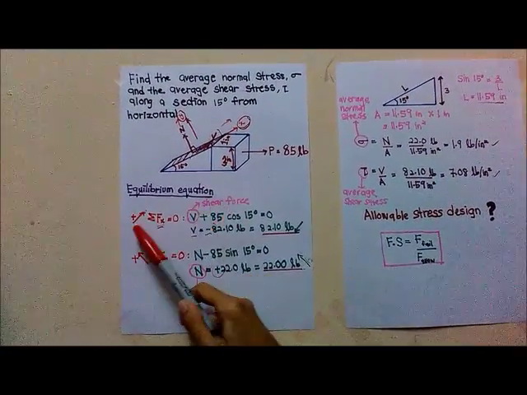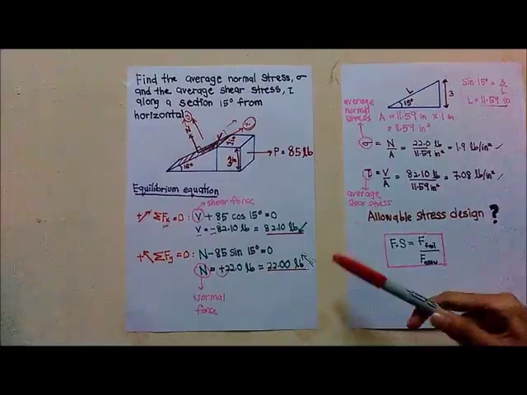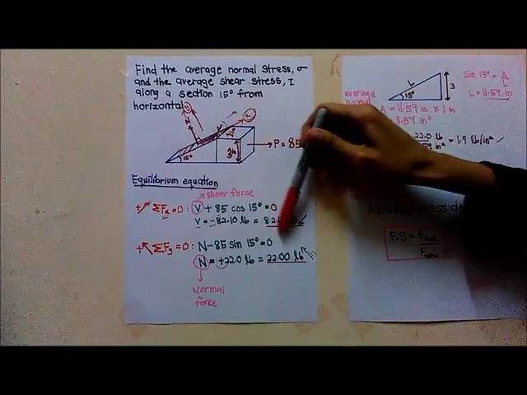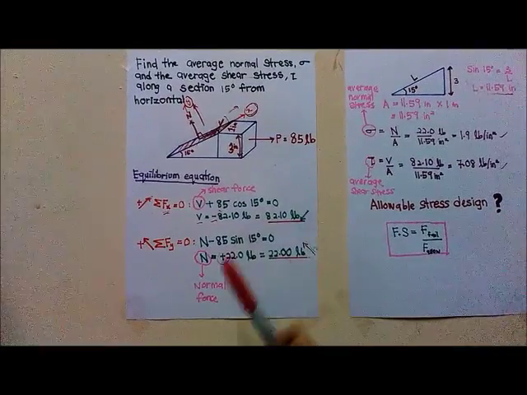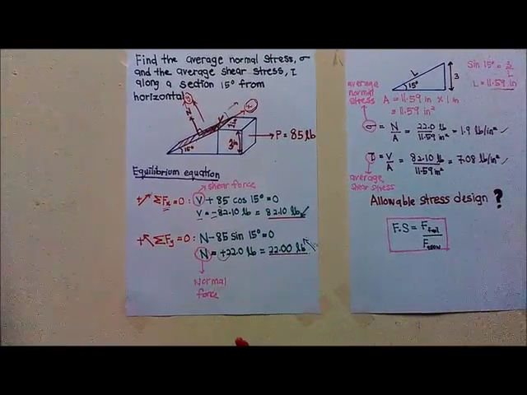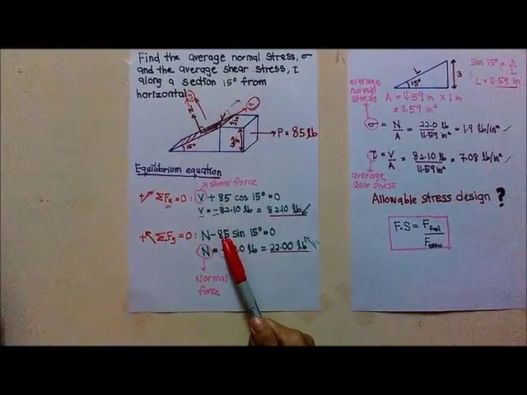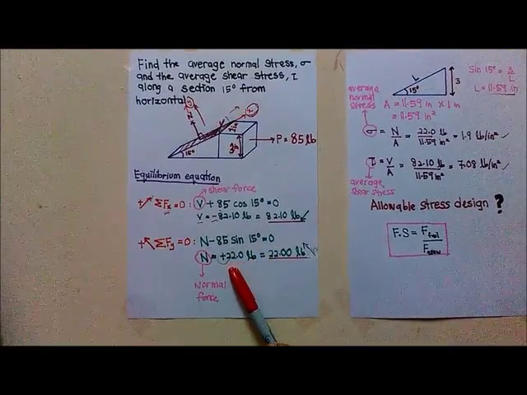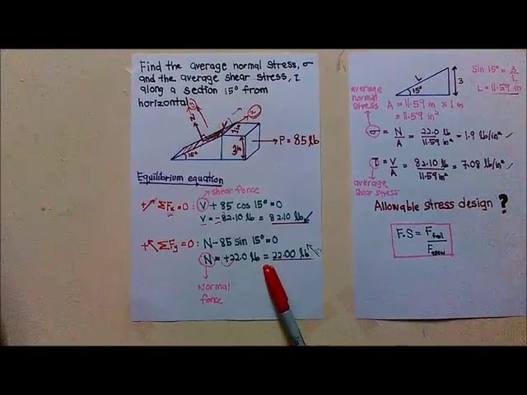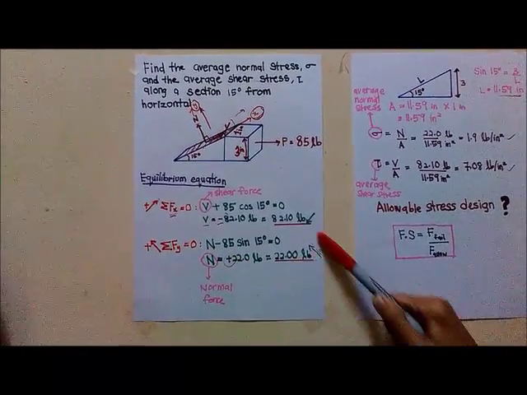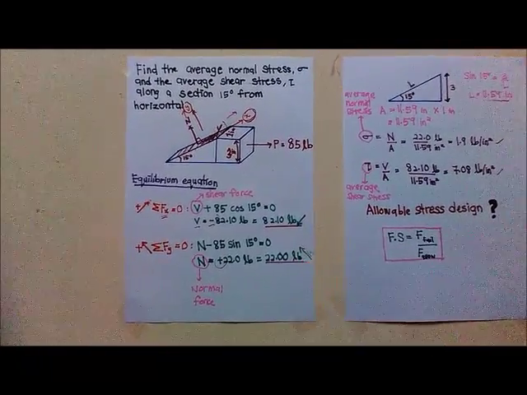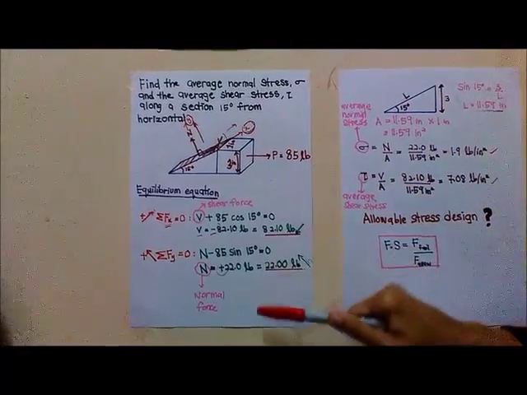This one is negative, so since this one acts upwards, the real one acts downwards, 82.1 pounds downwards since it is negative. So now let's see the normal force along the y direction, N minus 85 sine 15, and we get positive 22 pounds. So since this one is positive, this direction and this direction remain unchanged. So we already have the shear force and the normal force.